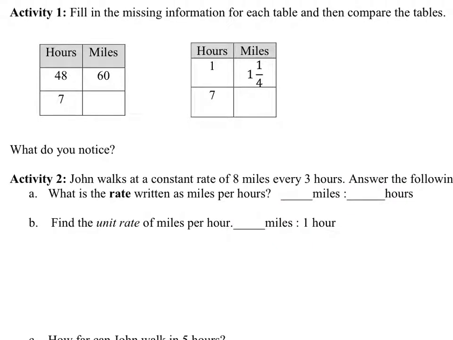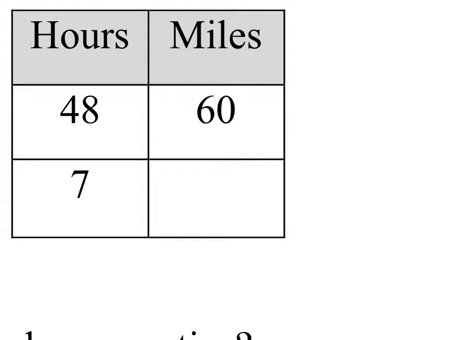So this first activity, we have to fill out this missing information. Let's take a look at this first table. Right here we have 48 hours for 60 miles. So how many miles would we go in 7 hours? We can write this as a fraction down here. Which do you want in the numerator, miles or hours? Miles? Hours? It's up to you. Miles? Okay. So we'll put miles in the numerator and hours in the denominator.